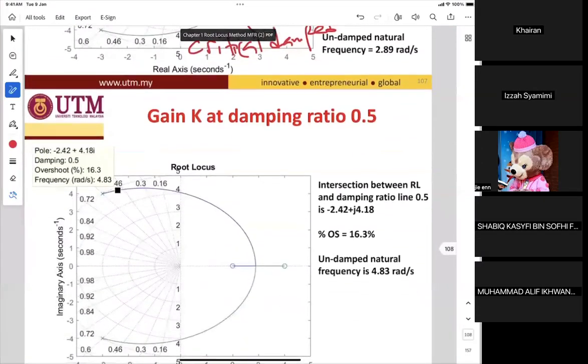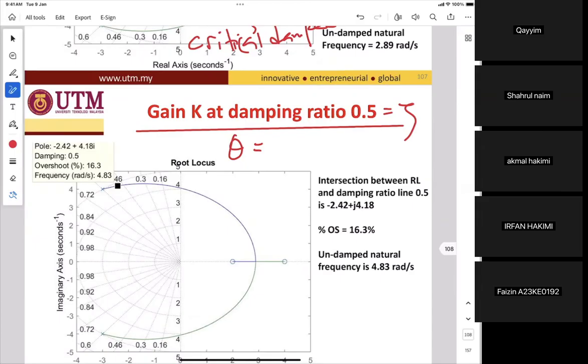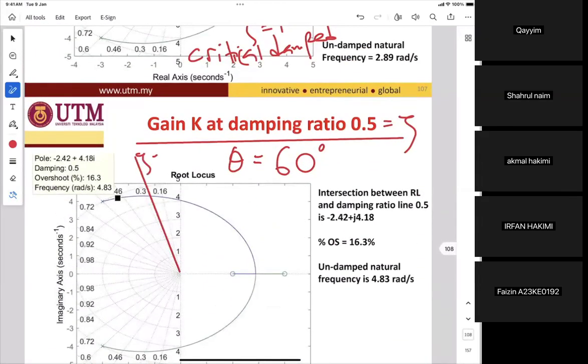Okay. Then 0.5. Without pressing the calculator, what is the angle when zeta equal to 0.5? Muhammad Alif. 60 degrees. So 60 degrees, somewhere here. Theta is 60 degrees. Okay, so you get the dominant pole.